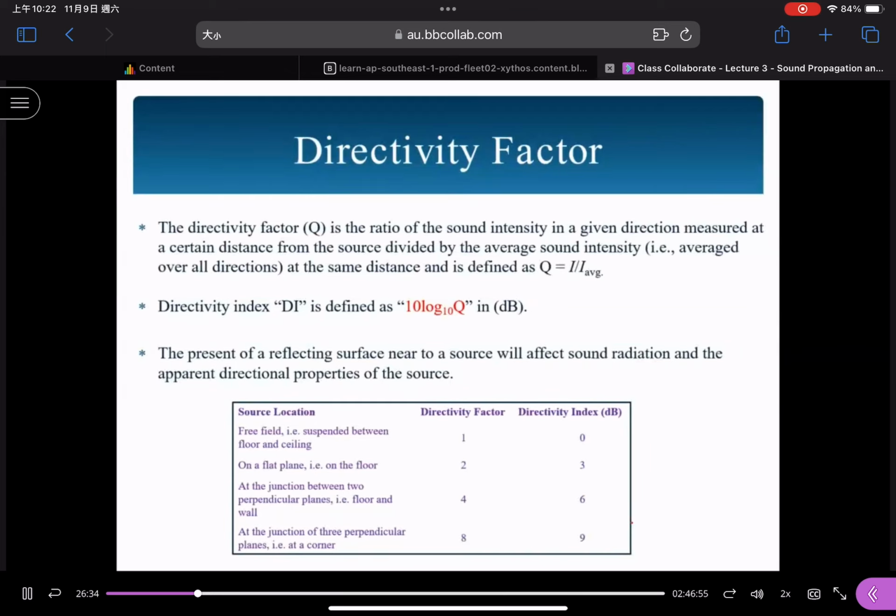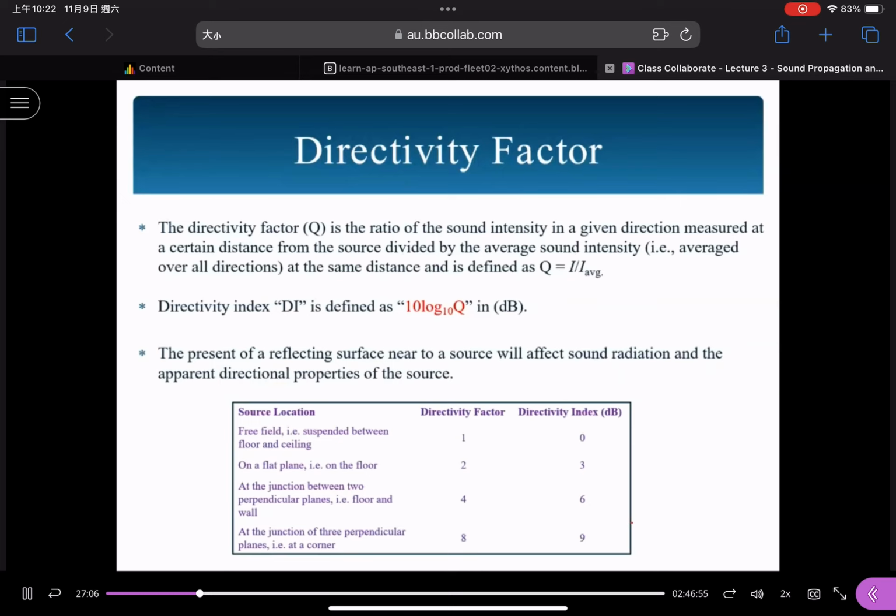Okay, now, in terms of the directivity factor, why do we need to consider this one? Let us look at the definitions first. The directivity factor is defined as the ratio of the sound intensity in a given direction, measured at a certain distance from the source, divided by the average sound intensity at the same distance. When you refer to statements here, it is not so clear, so please consider the equations here.